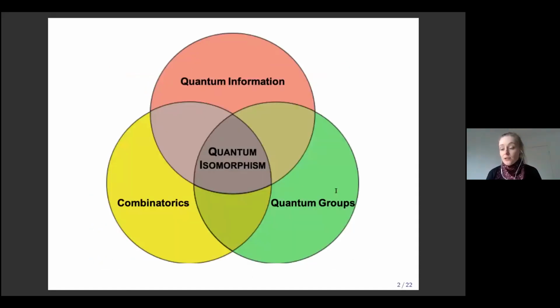Specifically, we're going to see that quantum isomorphisms can be reformulated in the language of quantum groups. Now, this is a non-commutative area of abstract mathematics. And also, we're going to see a combinatorial reformulation of these quantum isomorphisms.